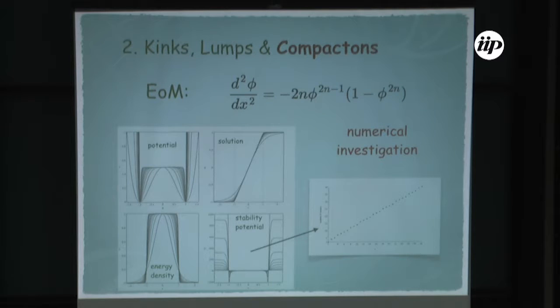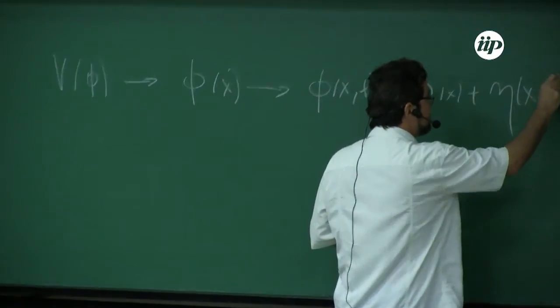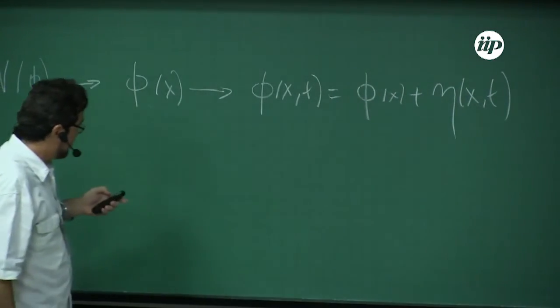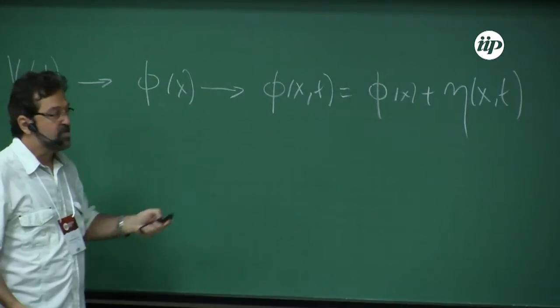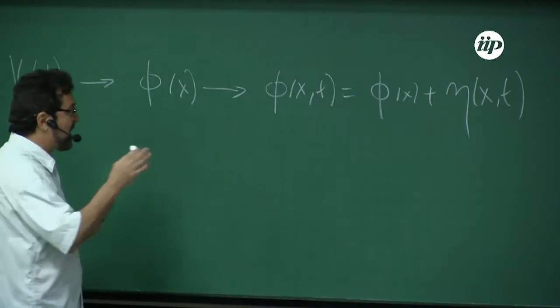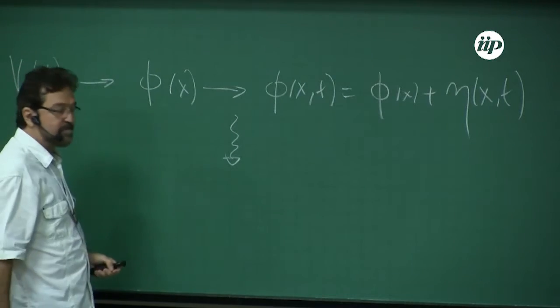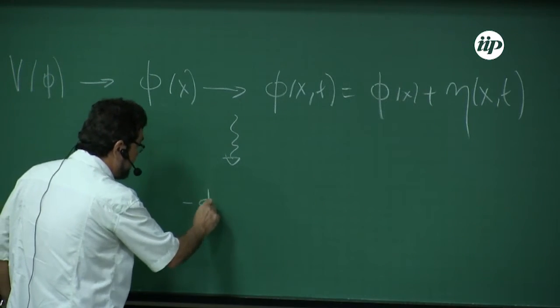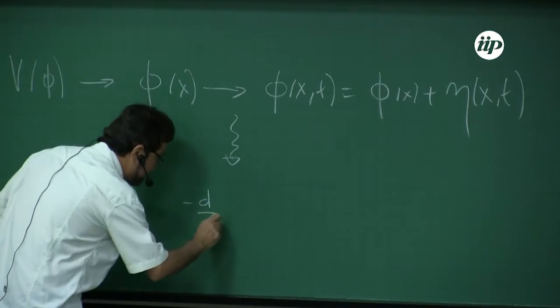When you study stability, you say that your field phi of x is this field phi plus a fluctuation. This is a standard scenario, okay? And then, since your problem is nonlinear, you go to first order in the fluctuation. In this case there is a nice picture, because you always get to this: the equation of motion for the fluctuation is this one.